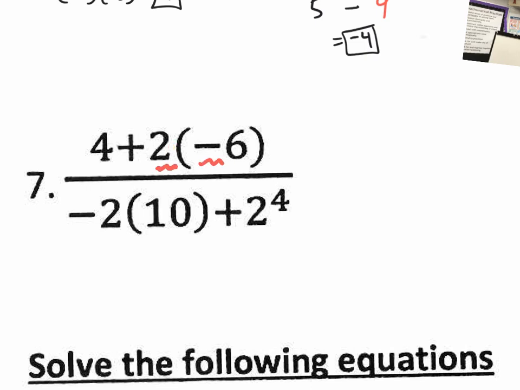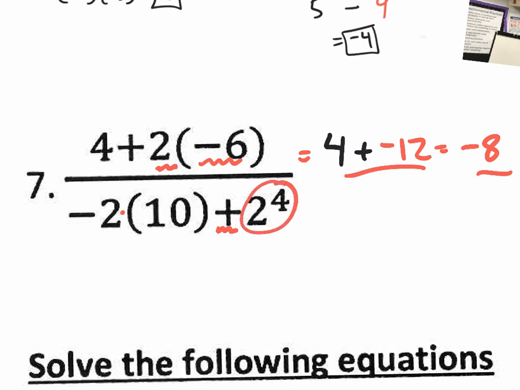So what is 2 times negative 6? Negative 12. So we have 4 plus, if you want to call it, negative 12, or just 4 minus 12. Either way is fine. And 4 plus negative 12 will give you a negative 8 up on top. So those were the steps on simplifying the top. On the bottom, we have multiplication, addition, and exponents. We're going to begin with exponents.